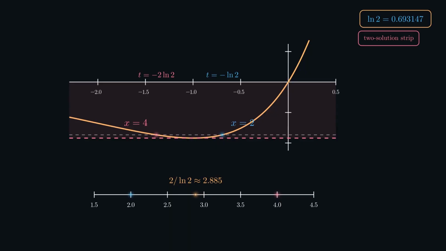The algebra reveals that in this special case, both branch values happen to collapse into exact multiples of natural log 2. The valley guaranteed the count. The equation supplied the elegance.